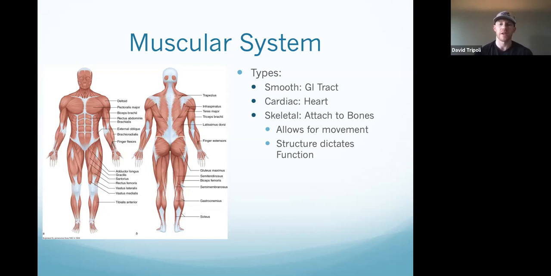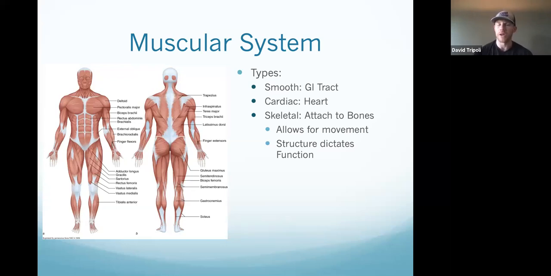And then structure dictates function. That's why the GI tract acts the way it does, and why the heart acts the way it does. And then obviously our muscles, with different joint or muscle angles and things like that, called pennation. So keep that in mind throughout this whole thing: structure and function go hand in hand. You don't need to know all the muscles, as far as I understand it.